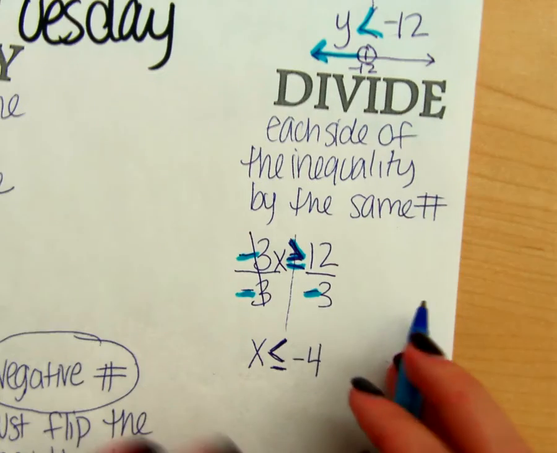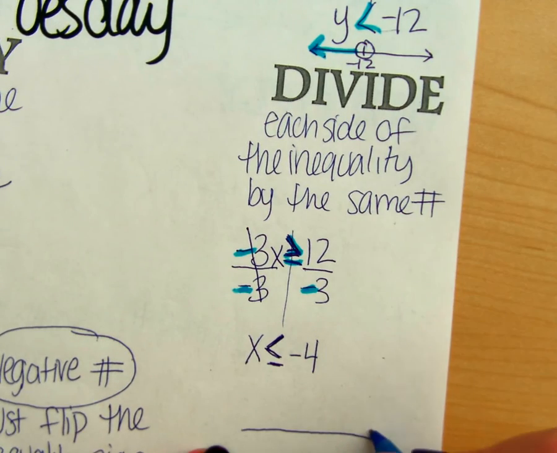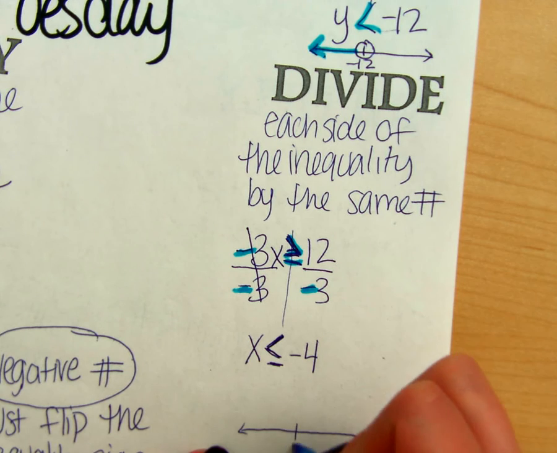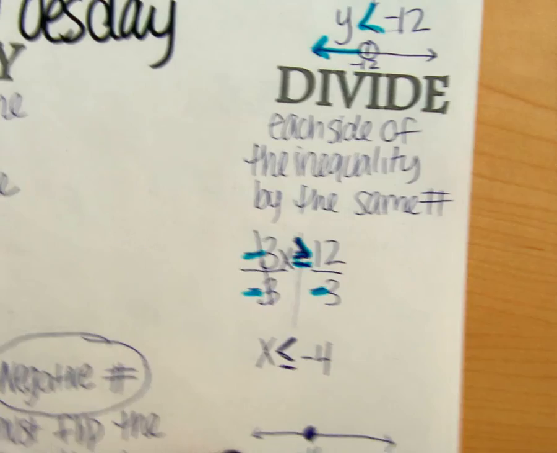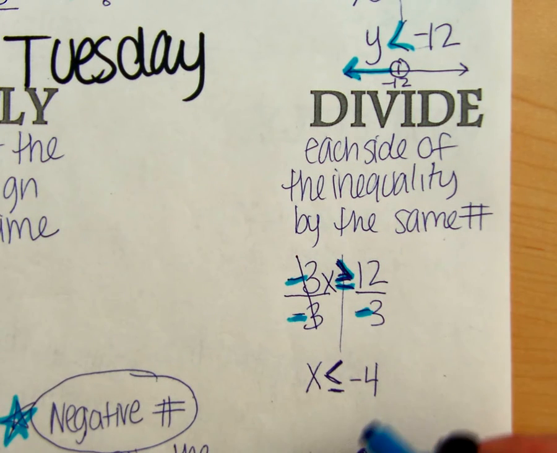When you graph this, put the negative 4 in the middle. It is a closed circle, and x is going to be less than or equal to negative 4.